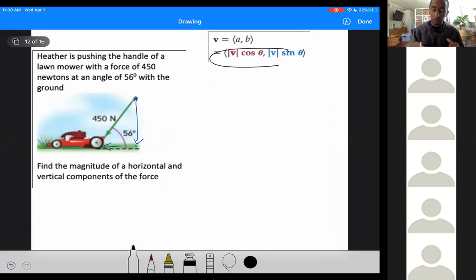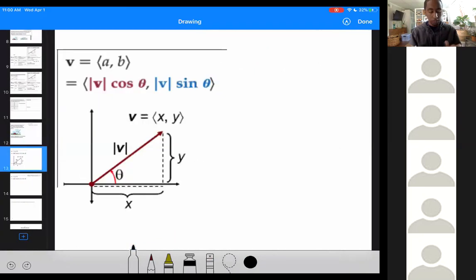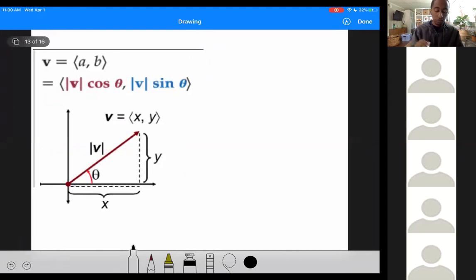Okay, so how do we find the exact measurement of those forces? You're going to use this formula here, okay? This represents magnitude, right? Times cosine of the angle, okay? And then magnitude times sine of the angle. That's what we would use here in order to determine the A and the B, or the horizontal component of the force and the vertical component of the force. Let me just show you real quick where that comes from. So if we think about this is A and this is B in component form, right?